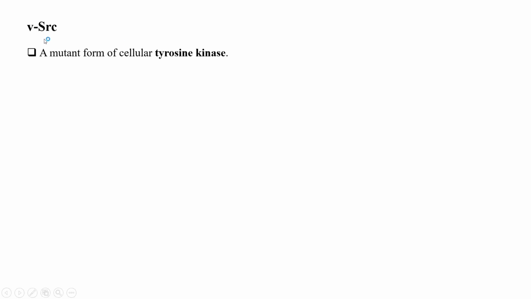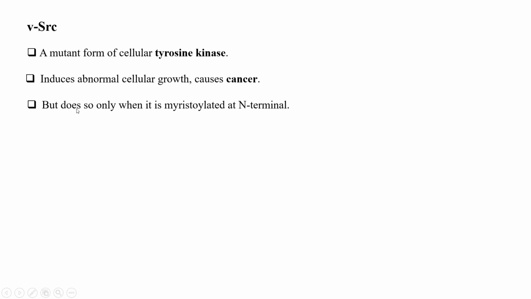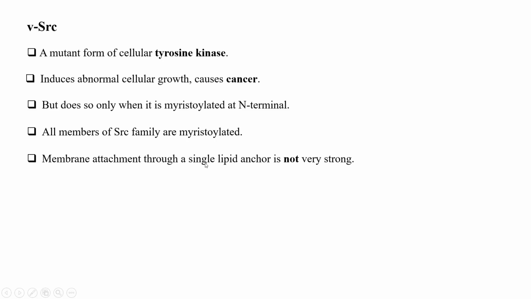Src family members are tyrosine kinases, but when these tyrosine kinases are mutated, we call it v-Src. Basically, they induce abnormal cellular growth and cause cancer. But this protein can do this only when it is myristoylated at the N-terminal. So this acylation is very important for the functioning of the v-Src protein. All members of the Src family are myristoylated, including the v-Src protein.